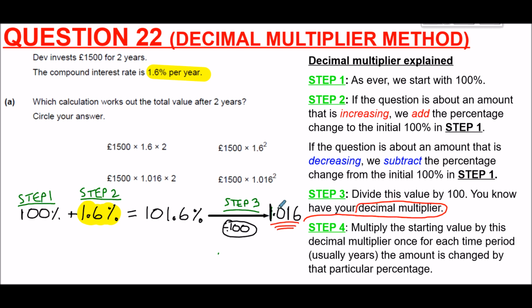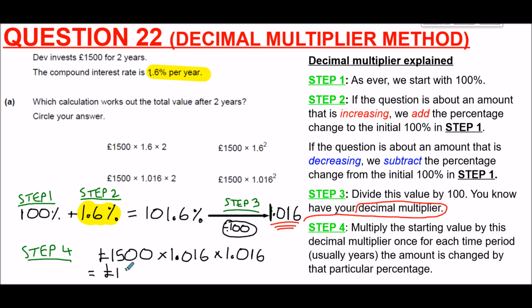The decimal multiplier here is 1.016. Step 4, we multiply the starting value, which was £1,500. We multiply the starting value by this decimal multiplier once for each time period the amount is changed by that particular percentage. And so because it's invested for 2 years, we're going to multiply by this decimal multiplier not once, but twice, because it's the same percentage which is being changed. It's the same percentage change. It's 1.6% for both years.